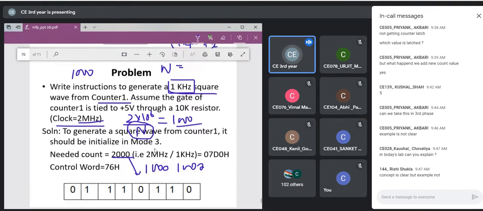Okay, let us take the example. Let me explain the example to you. Let me show you that. Just a second. If only the example is not clear, then let us see.